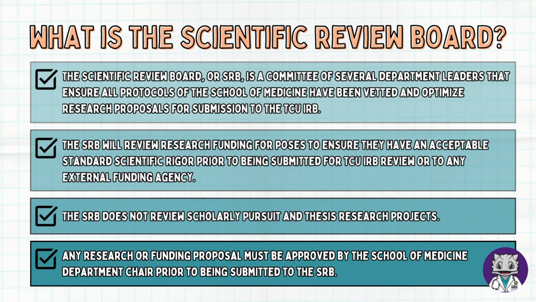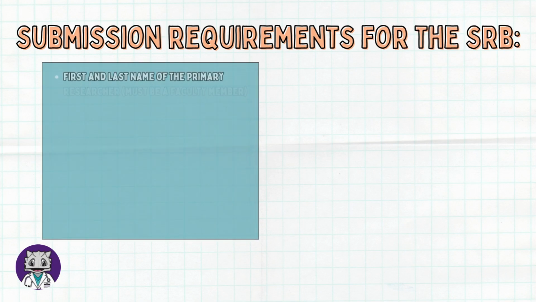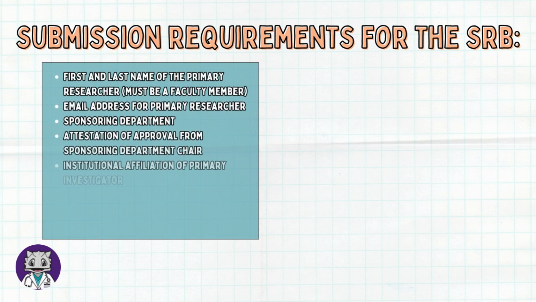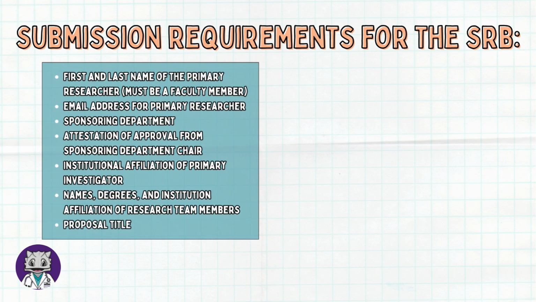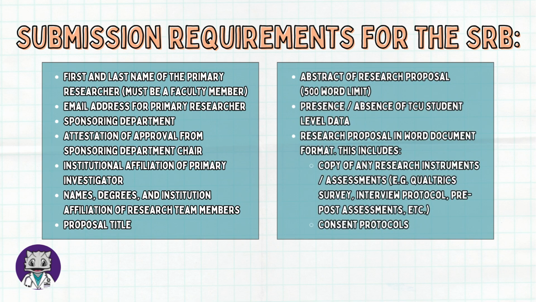Any research or funding proposal must be approved by the faculty member's department chair prior to being submitted to the SRB. Please make sure you have the following information at the time of submitting the online submission form to the SRB. The first and last name of the primary researcher. This must be a faculty member at the Burnett School of Medicine. Email address, sponsoring department, attestation of department chair approval, institutional affiliation of primary investigator, research team member names, degrees, and institutions, your proposal title, an abstract of the research proposal, and disclosure if your project will include TCU student-level data.